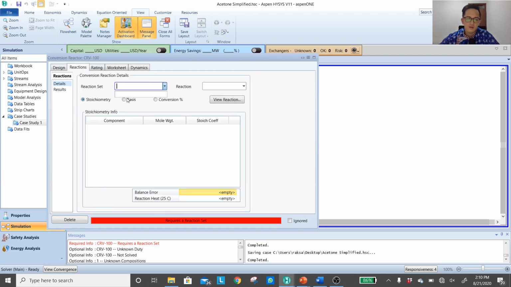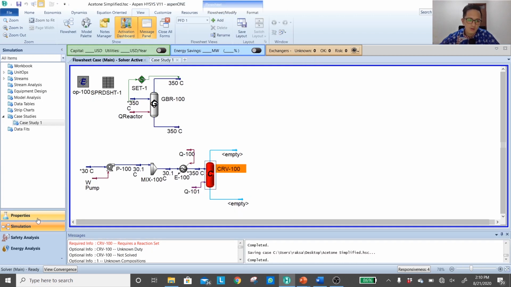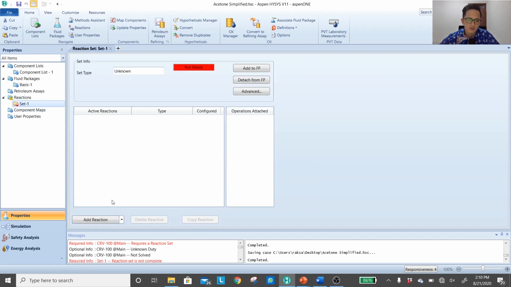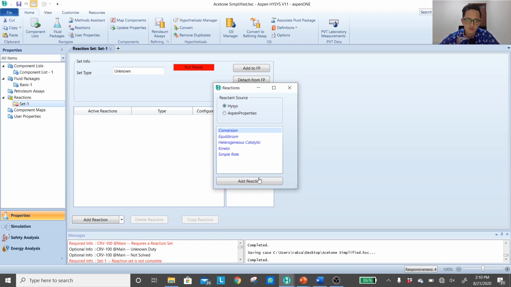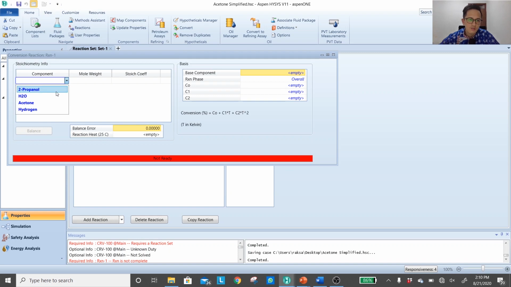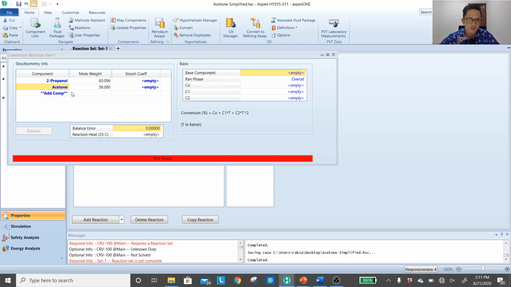So we now must go back to the properties, the reaction. I'll do this quickly because we talked about it in the previous case study. It's a conversion reactor, so I will have to add the conversion reaction instead of a kinetic reaction. Okay, define the components. Propanol. Water is actually an inert. Acetone and hydrogen. Minus as the reactant, positive for the product.